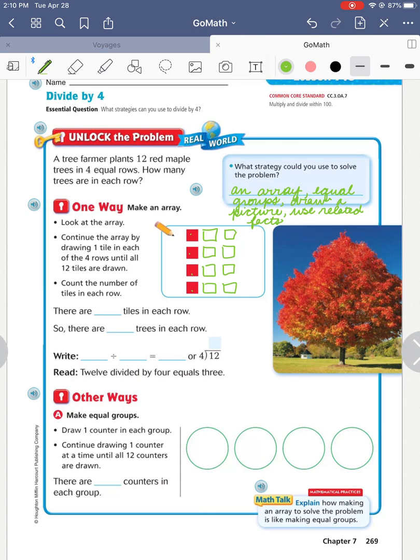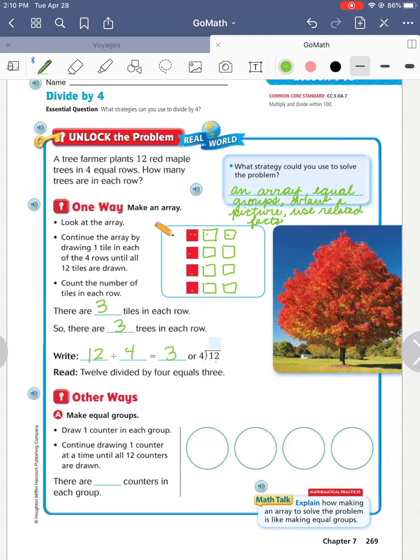Then it says count the number of tiles in each row. So 1, 2, 3. There are 3 tiles in each row. So there are 3 trees in each row. Then it wants us to write the division problem. So start with the total number of trees. We're dividing it into 4 rows, which means there's 3 trees in each row.